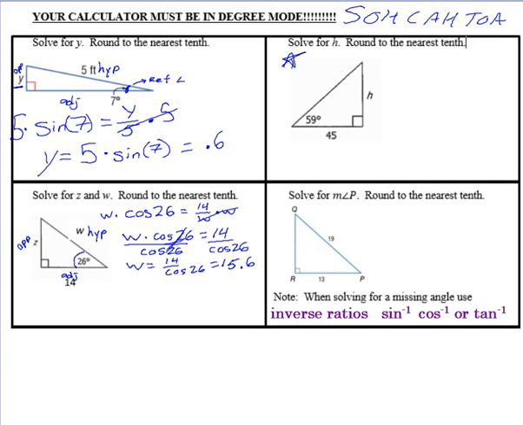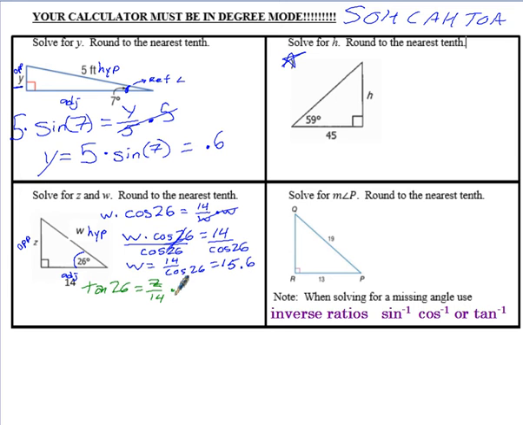To solve for Z, I recommend using the stuff that was originally given to you. You could, if you really wanted to, use the 15.6 now, but on the off chance that you mess it up, you're better off just sticking to the stuff that was given to you. So I'm going to do opposite and adjacent. That's tangent. So the reference angle is still 26. So tangent of 26 equals the opposite over the adjacent.